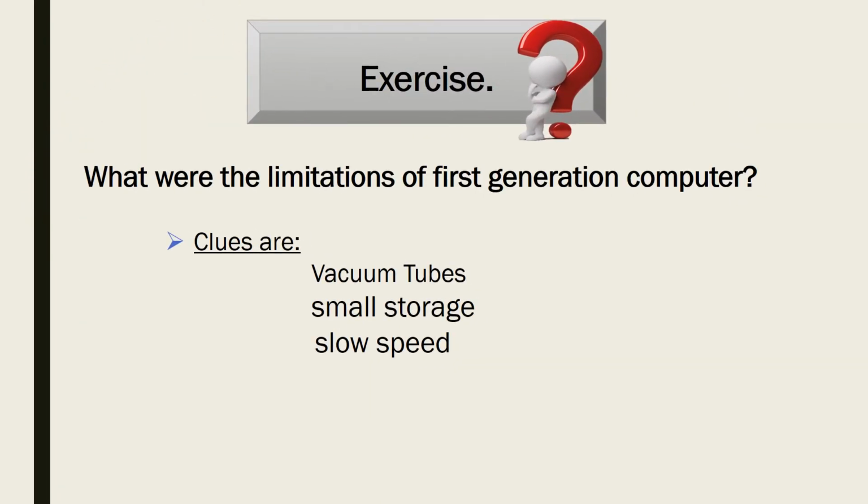Okay students, now it's time to start a discussion about the questions mentioned in the exercise. The question is, what were the limitations of first generation computers? I repeat, what were the limitations of first generation computers? Clues for answering this question are vacuum tubes, small storage, and slow speed. Now let's move to today's discussion.